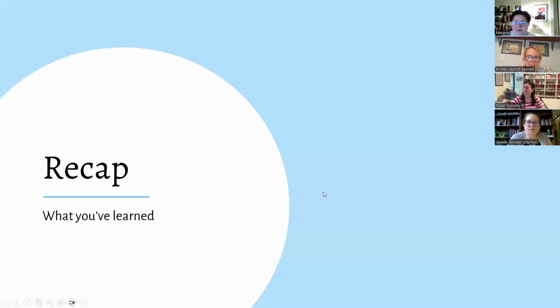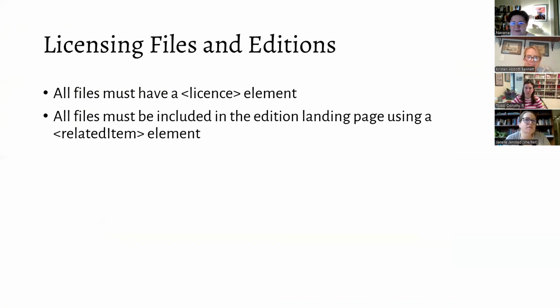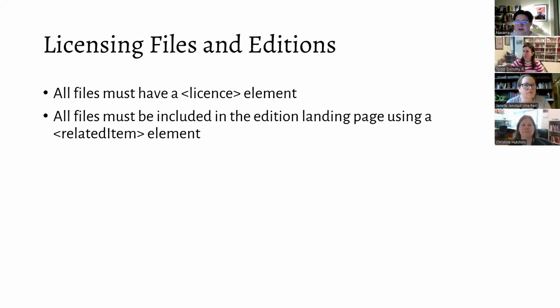In that case, we will do a quick recap. So the things that we talked about today, first we talked about licensing your files and editions, remembering that for a file to be included in your edition, the file needs to have a license element, and then the edition landing page needs to have a related item element linking back to the file. So it's that handshake model. It happens in two places if you want your file to be included.